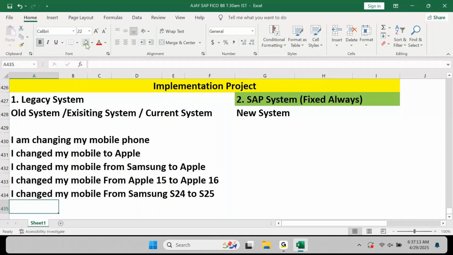I changed from Vivo mobile to Oppo mobile phone. I changed from Oppo mobile to Motorola mobile phone, Motorola to Samsung, Samsung to XYZ. I can keep writing, but at the end, it is the same thing. I am changing to a new mobile phone. If I start elaborating, I can elaborate the way I want it. But at the end, it is a simple one-liner. I changed a new mobile phone.